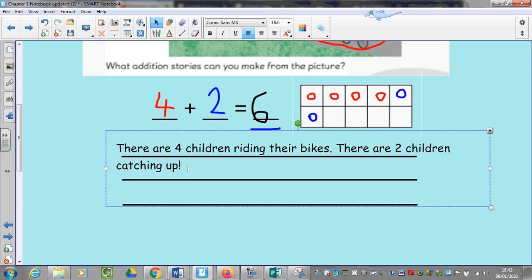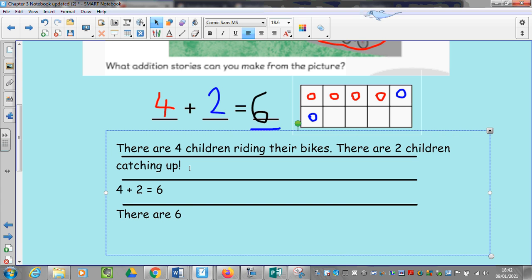Now, when you're writing your sentences, I want you to use your phonics knowledge. You can use your sound mats that have been uploaded. Hopefully you've printed those off to try and sound out your words, okay? And then here I can make it into a number sentence. 4 add 2 equals 6, and then I know that there are 6, or I could even write the word 6. There are 6, because I know how to write my numbers as words.